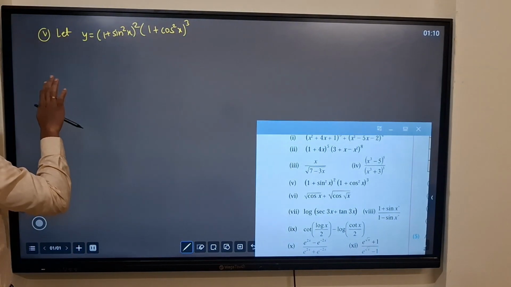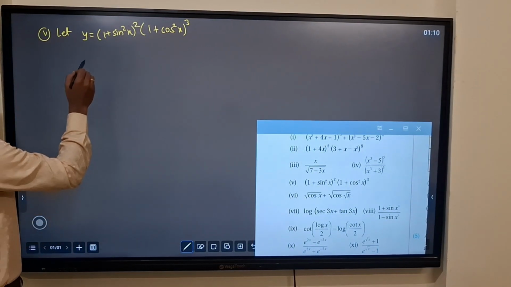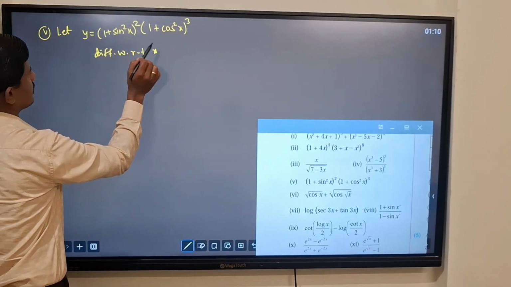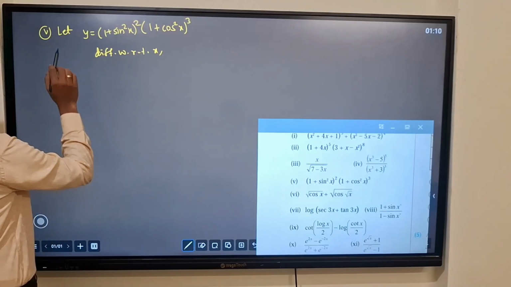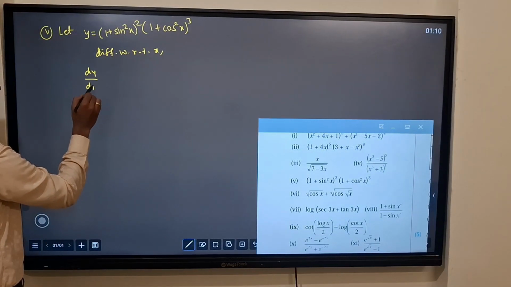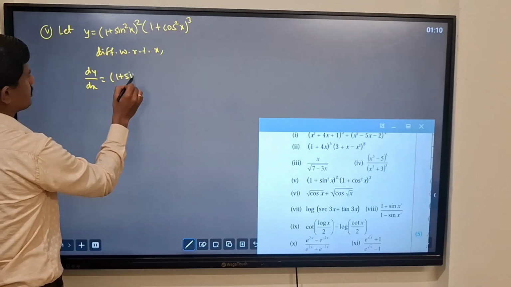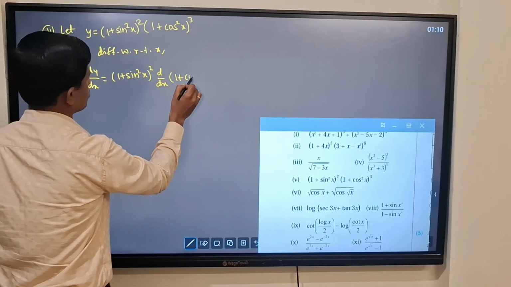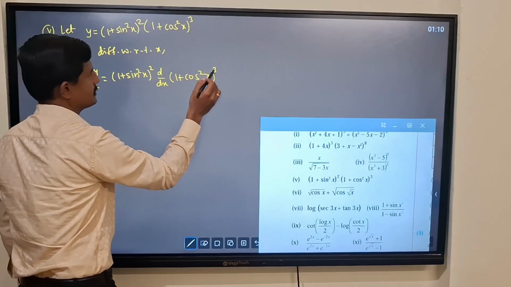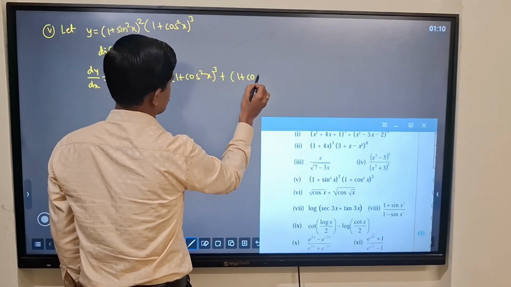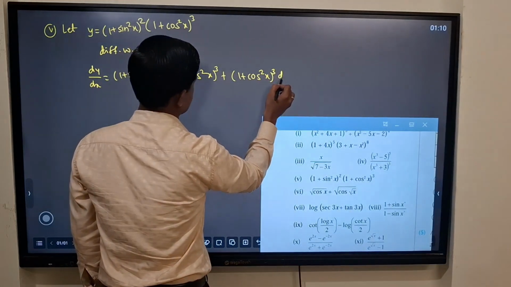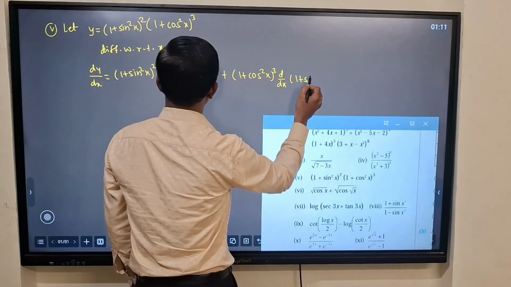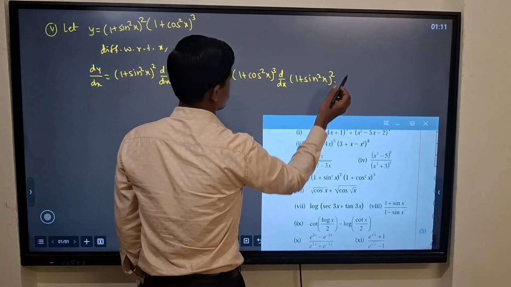Okay, this type of sums you can solve multiple ways. I will go for the simplest method. Differentiate with respect to x, and dy by dx becomes (1 + sin²x)² d/dx of (1 + cos²x)³ plus (1 + cos²x)³ d/dx of (1 + sin²x)².